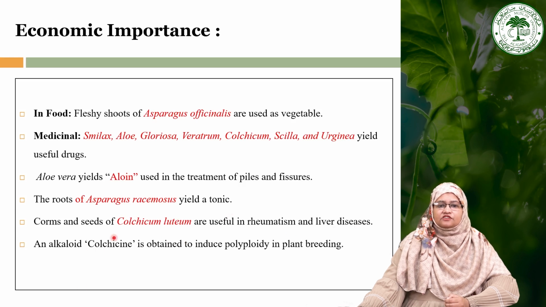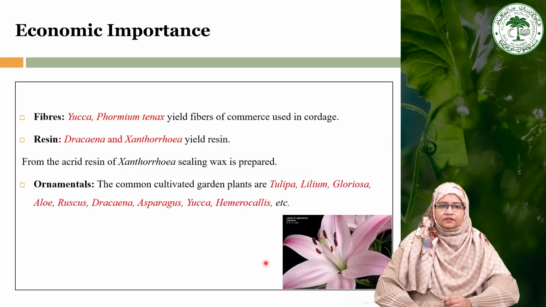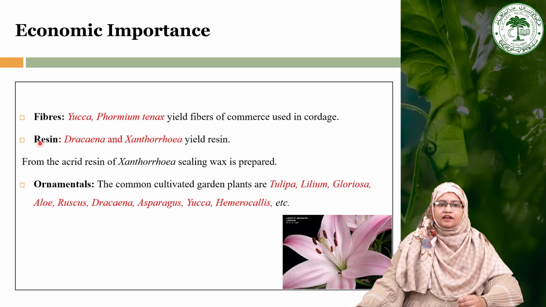An alkaloid obtained from Colchicum, colchicine, is used to induce polyploidy in plant breeding, because it arrests the cell cycle at metaphase-anaphase. So there is no separation of the chromosomes, and that induces polyploidy. Besides this, some are also used as fibers: Yucca and Phormium yield fibers of commercial use in cordage.